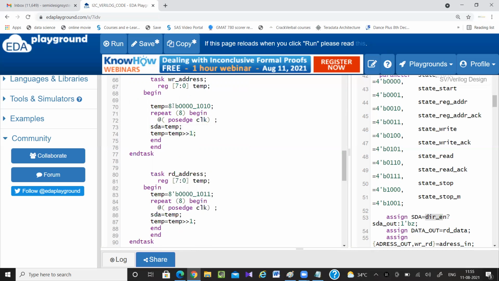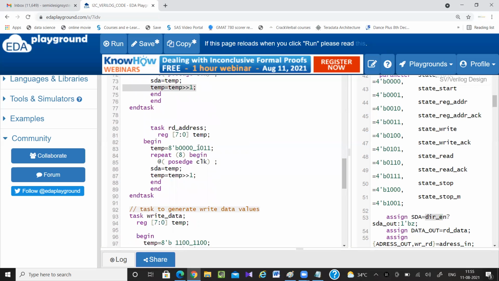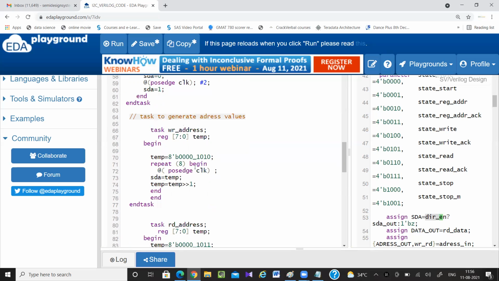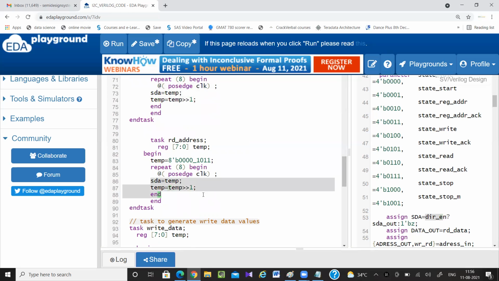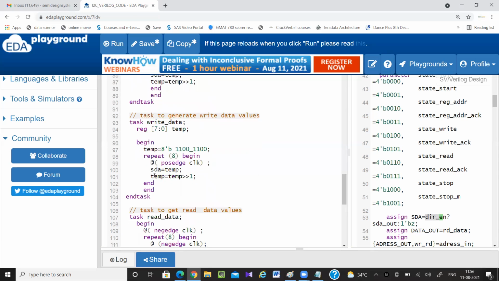So this is the parallel data I am taking. Now I am converting this parallel to serial and sending it. Similarly in the read, I am converting serial to parallel. Sorry, here I am giving the address. This is the write address and this is the read address. The address means I am converting parallel to serial. For write data also I have to convert parallel to serial.